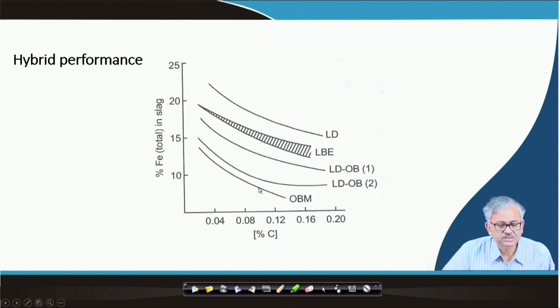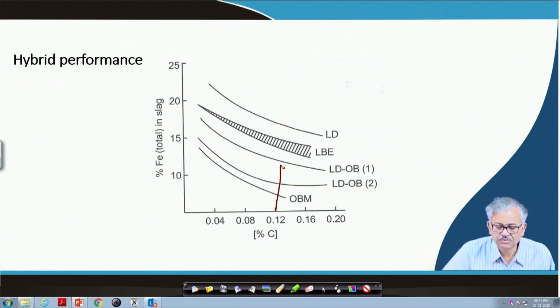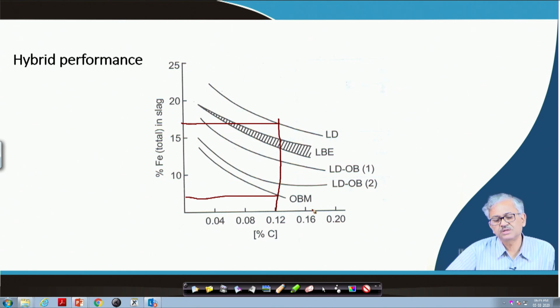Next, in the figure you can see the Fe loss in the slag versus percentage of carbon. For a particular amount of carbon, you can find that in LD your iron loss is much higher compared to the OBM process. So, the OBM process is very close to equilibrium, and that is why your iron loss is very less. The dissolved oxygen in the bath is also very less, whereas in LD it is comparatively much higher. The dissolved oxygen is comparatively higher, and so the iron loss is also higher.